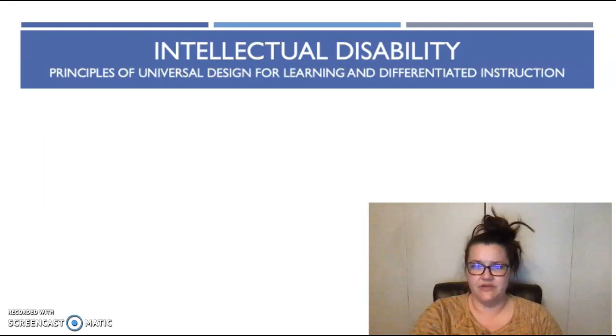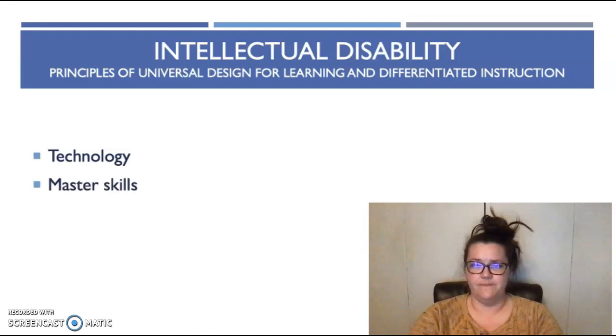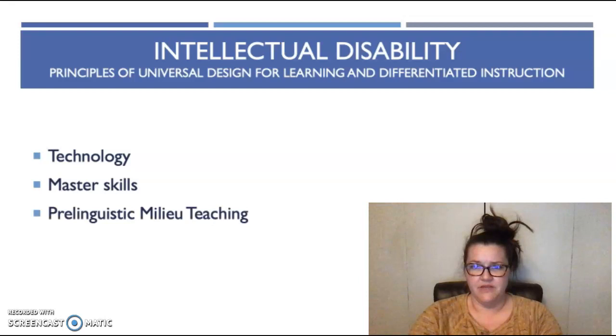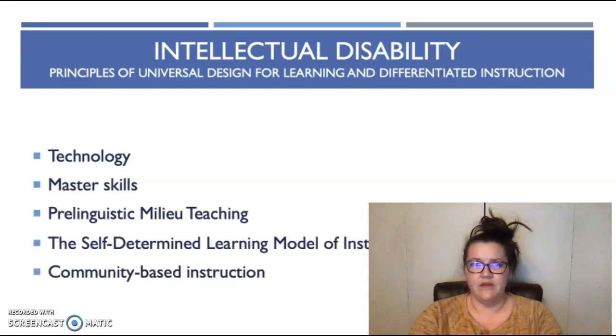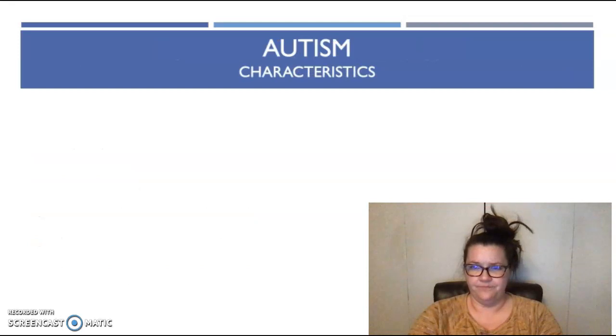For UDL and differentiated instruction, use technology such as e-readers to assist students in the classroom, help students master skills that are more applied or functional than just the content of the curriculum, use pre-linguistic manual teaching, and use the self-determining learning model of instruction, and community-based instruction.